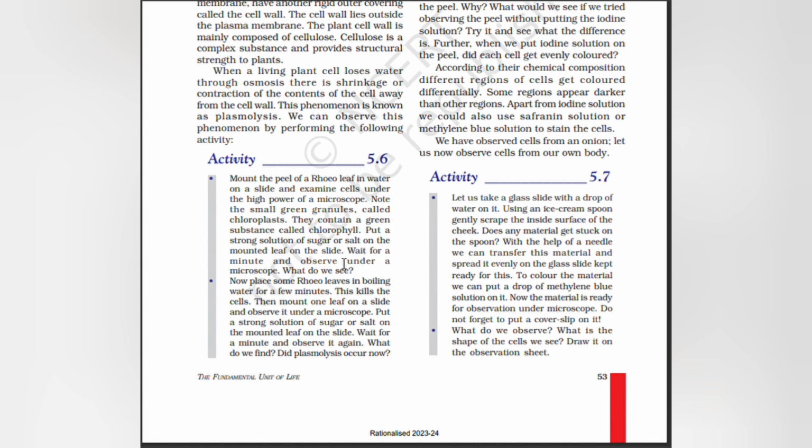Wait for a minute and observe under a microscope. What do you see? Now place some Rhoeo leaves in boiling water for a few minutes. This kills the cells. Then mount one leaf on a slide and observe it under a microscope.